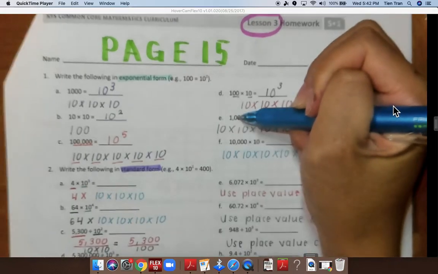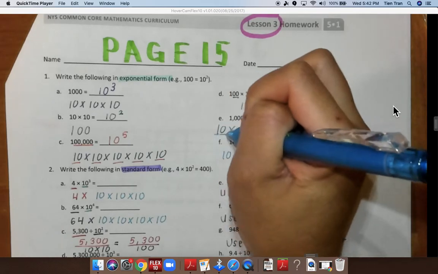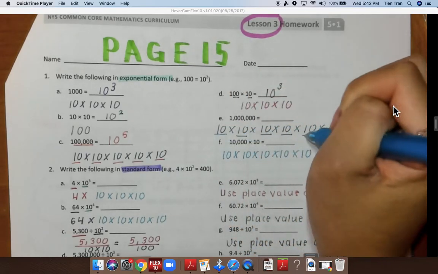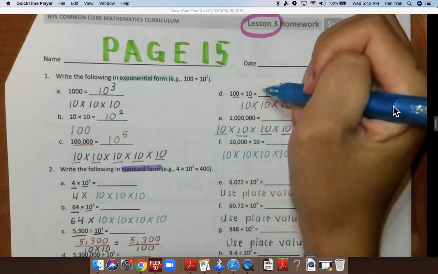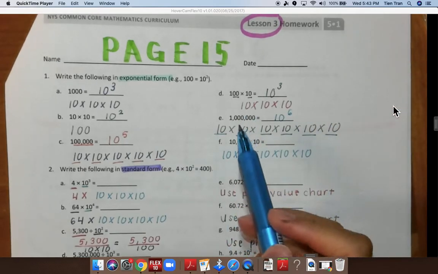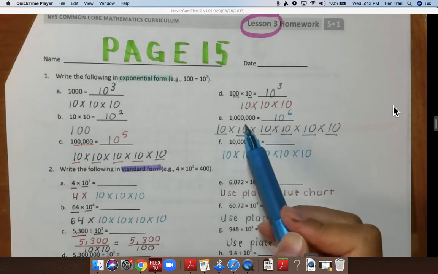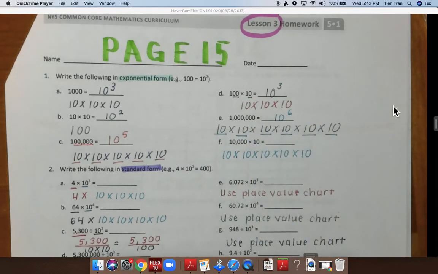I have 1, 2, 3, 4, 5, 6 zeros. So I have 1, 2, 3, 4, 5, 6 10s. So that is 10 to the power of 6. 10 times 10 times 10 times 10 times 10 times 10 is going to give me 1 million.